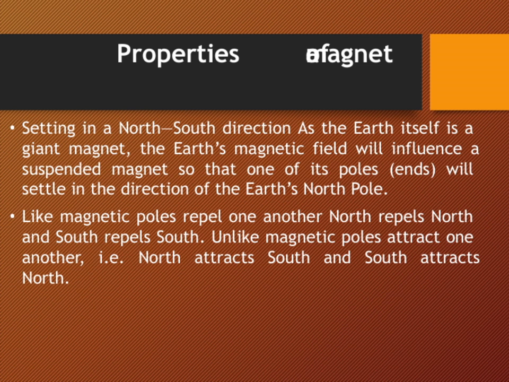Now let's talk about magnetic poles. Like poles, north to north and south to south, actually repel each other. So if you bring two north poles close together, they'll push away from each other. The same goes for south poles, they repel one another as well. In contrast, unlike poles, north and south, attract each other. This attraction is what makes magnets stick together when opposite poles are facing each other. This fundamental property of attraction and repulsion is key to understanding how magnets work.